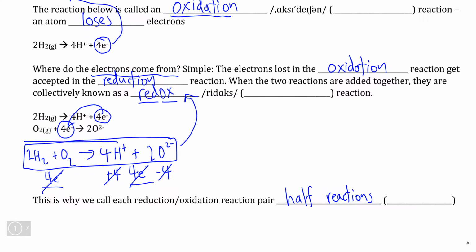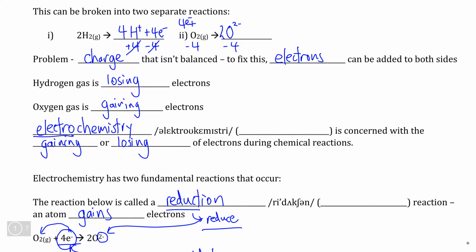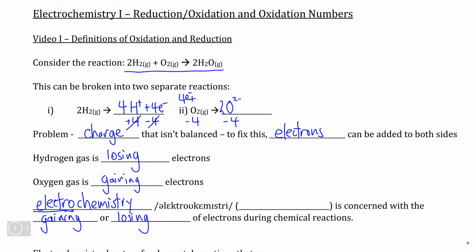In the next video, we're going to be expanding upon this concept further and looking into more detail about what reduction and oxidation reactions mean and how to identify whether a reaction is a reduction or oxidation if we cannot see electrons in the reaction.